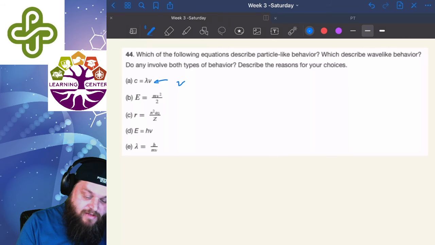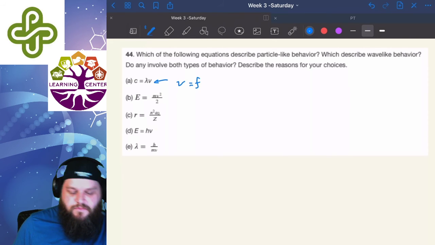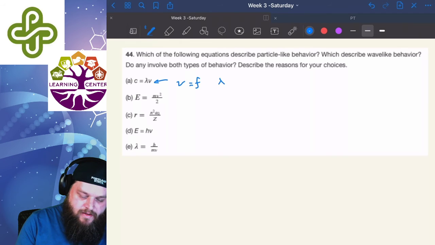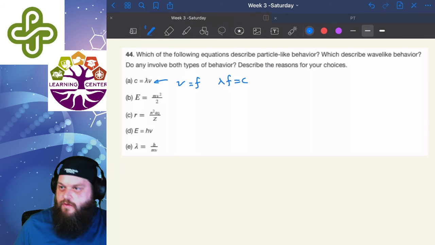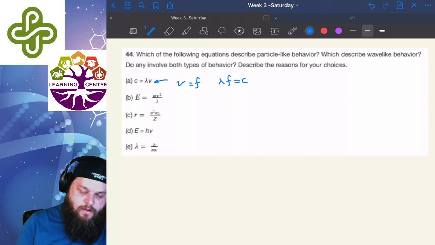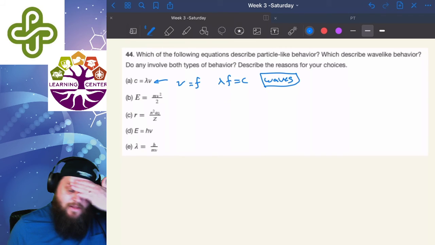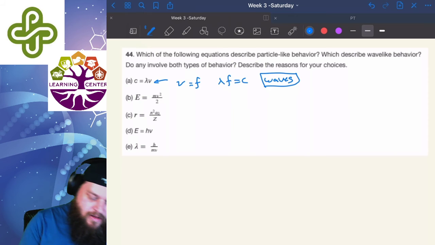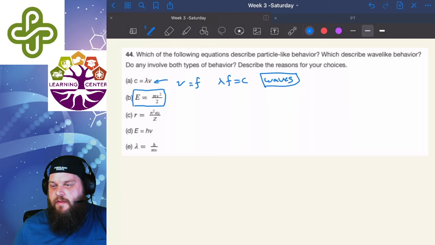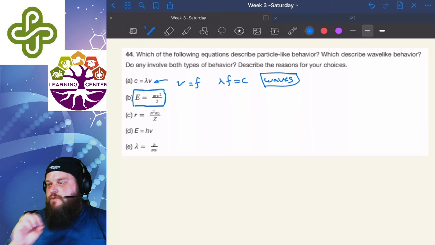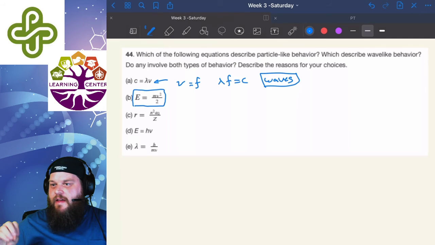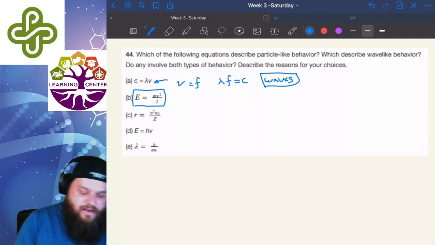I hate using it. I always use an f because it's really frequency in there. So they're saying lambda times frequency is equal to the speed of light, which is true, and it's true specifically for waves. So I would say that's wave-like behavior. The next one, E is equal to mv squared over 2. This is our kinetic energy formula. If you were to launch a cannonball or shoot a bow and arrow, and you wanted to calculate the energy that projectile has based on its velocity, this is the equation to use. This is a kinetic energy equation.